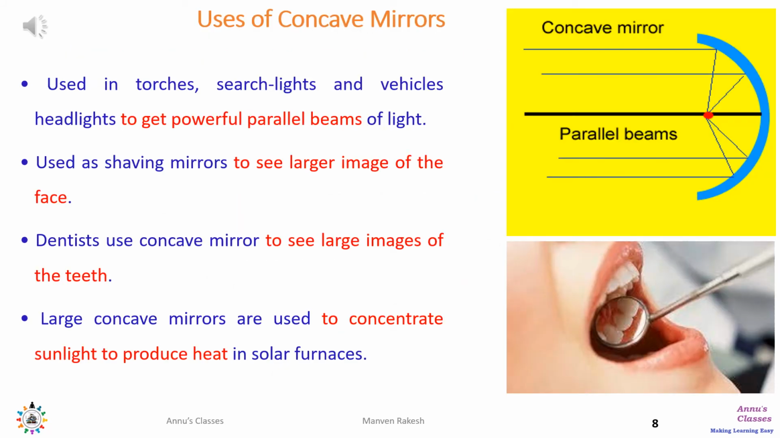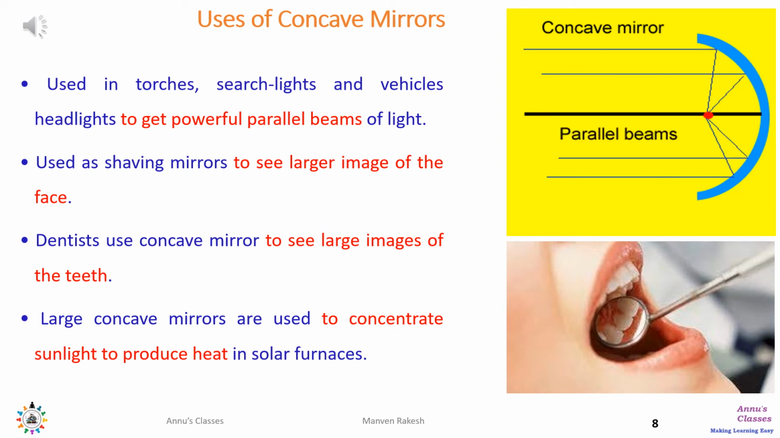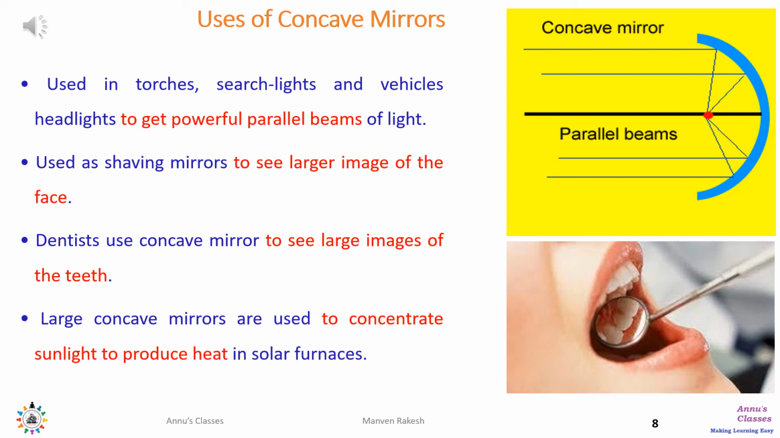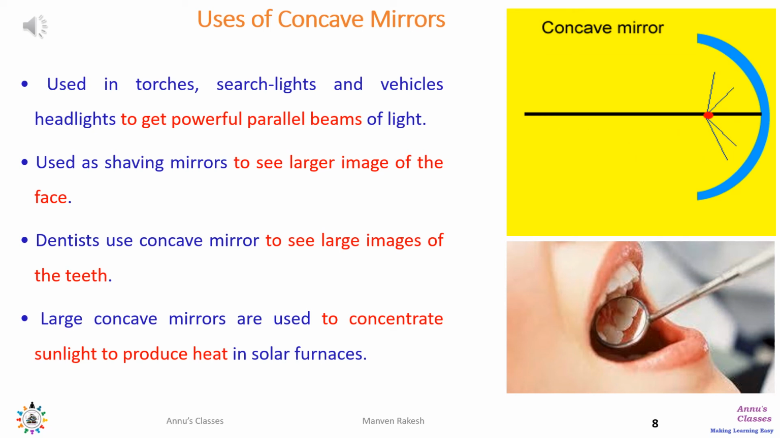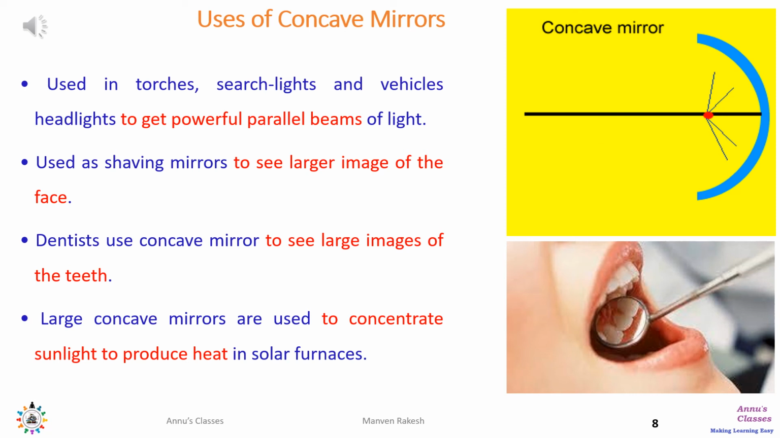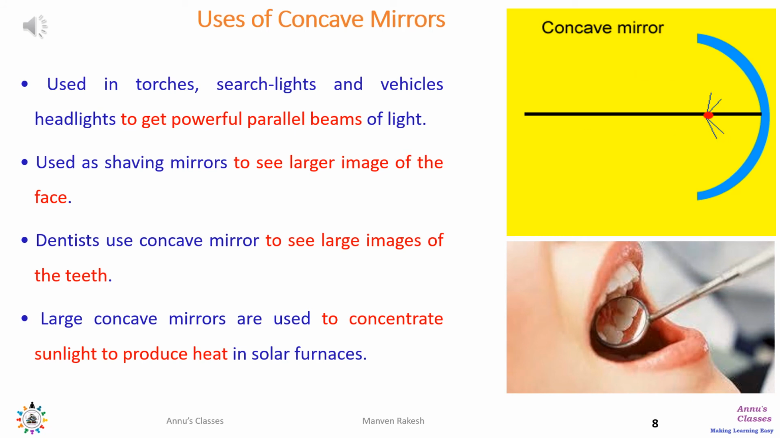In torches, searchlights and headlights of vehicles, this property of the concave mirror is used, where the source of light is put at point F. Light coming from there on the reflecting surface is thrown back as a parallel beam of light. Another capacity, to enlarge the image, is used in shaving mirrors and by the dentist's mirror. Large concave mirrors can also be used to focus sunlight and produce heat in solar furnaces.